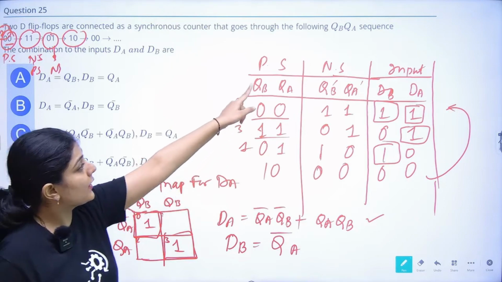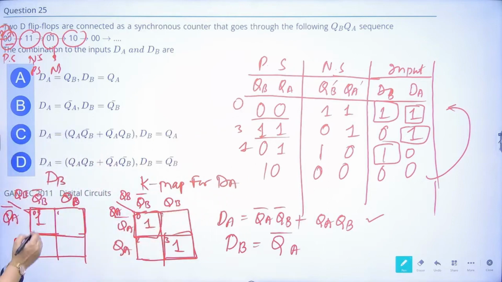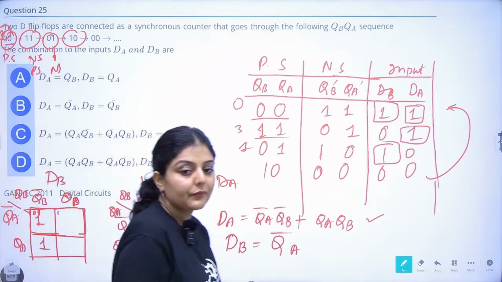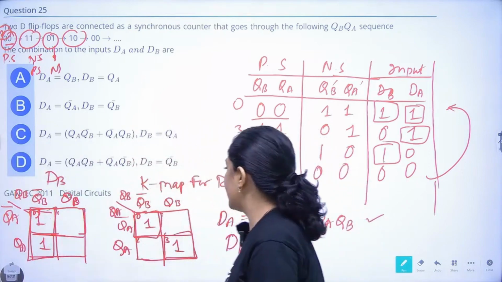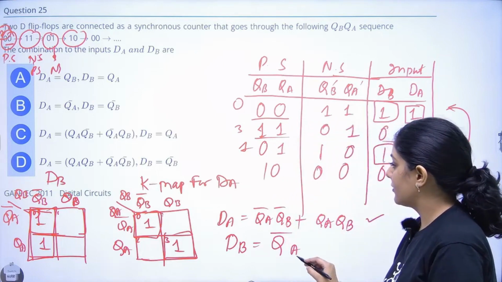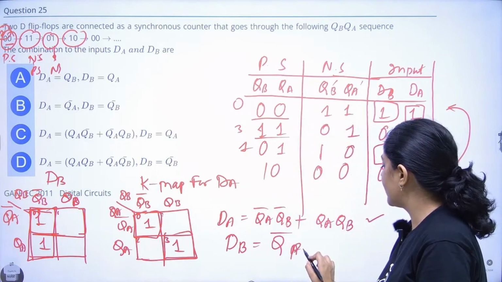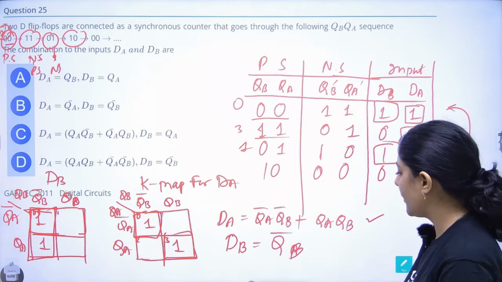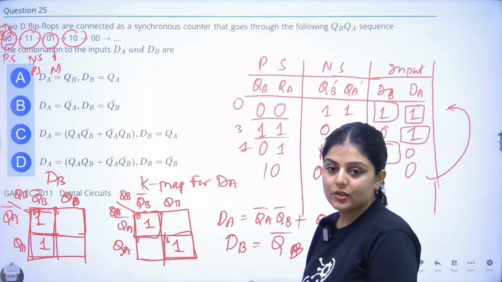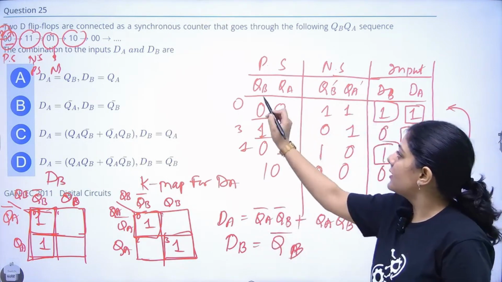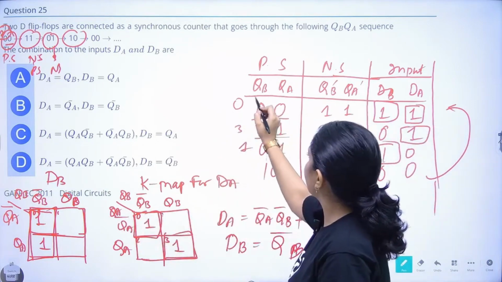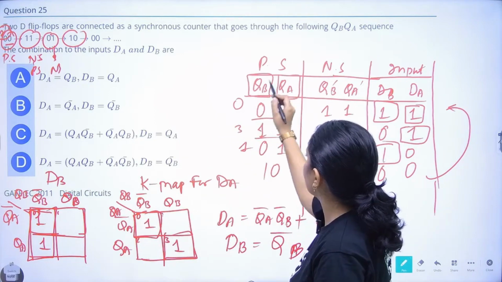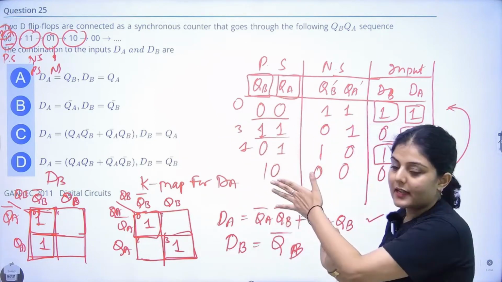So it represents QB value is 0. So QB value is 0, that means it will come here, right? So in this case, this will become DA, so DB. So that is not QA, but QB bar. Understood? There was some confusion because I have represented this as MSB and this as LSB. So it should be represented like that only, right?